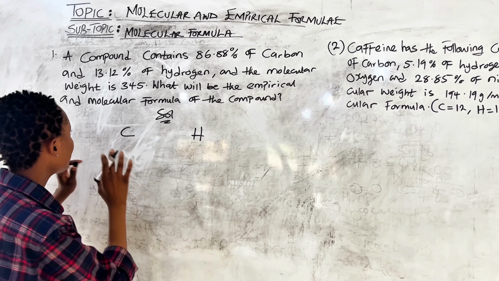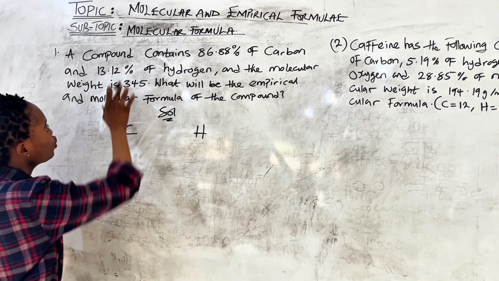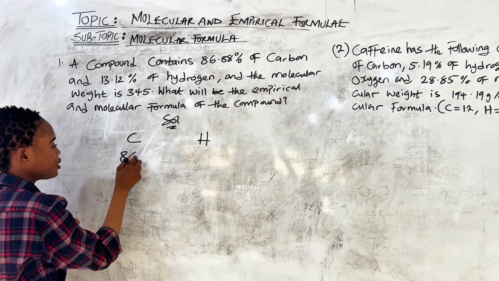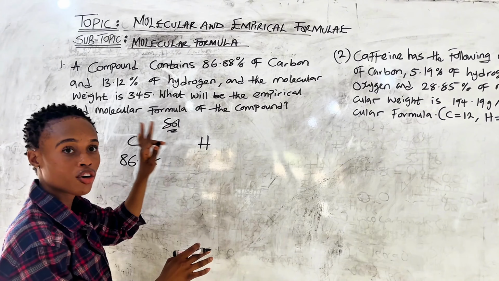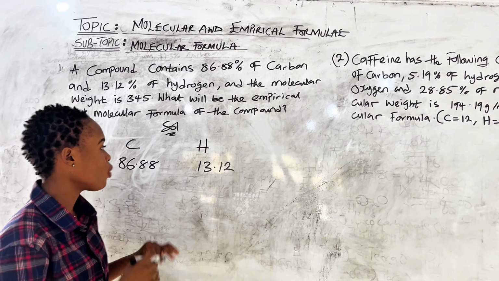So what is the next step? The next step is to write the percentage attached to those elements. The question told us that carbon is 86.88%, so we write 86.88. And then we're told that hydrogen is 13.12%, so 13.12%.